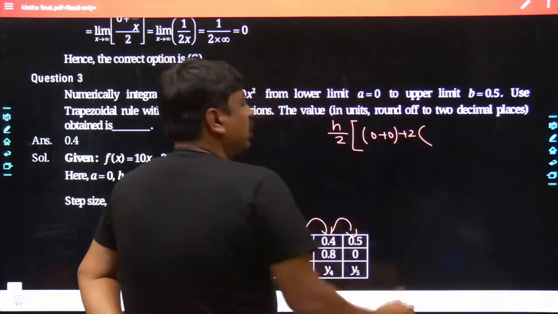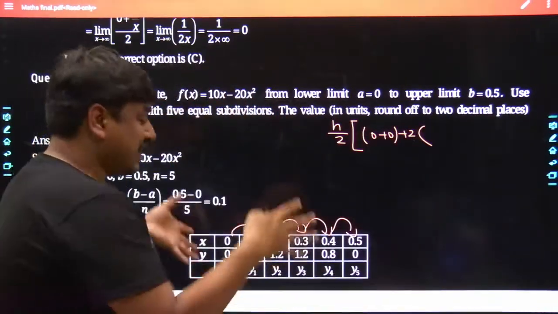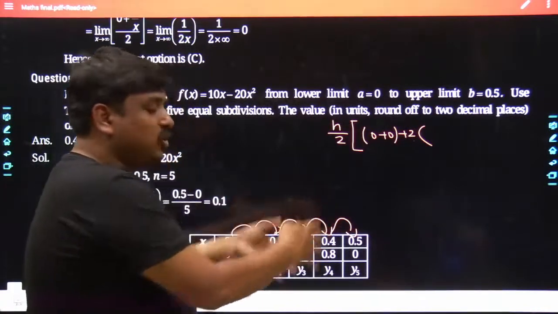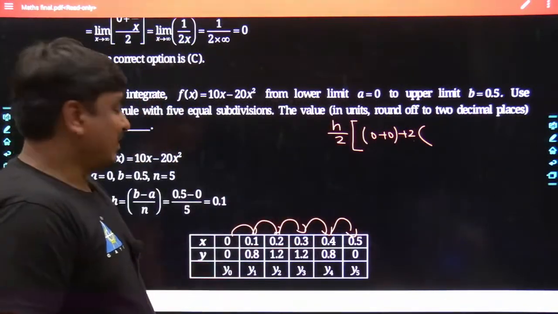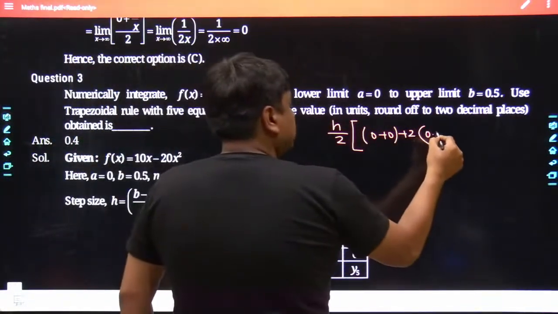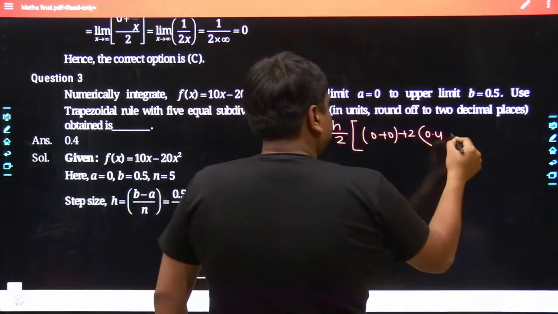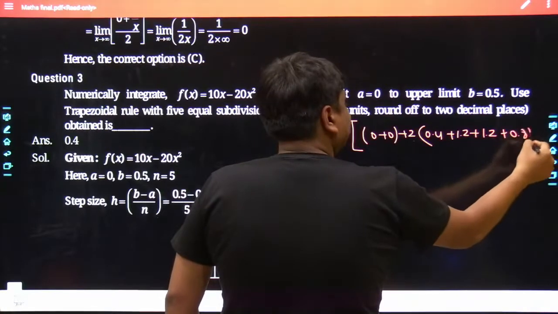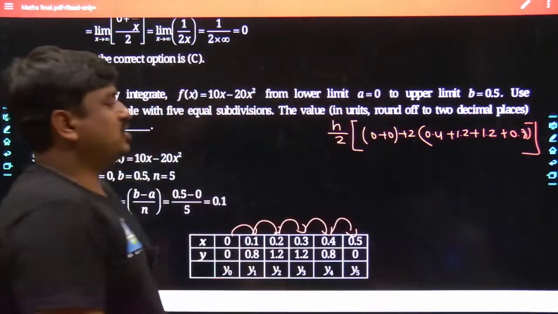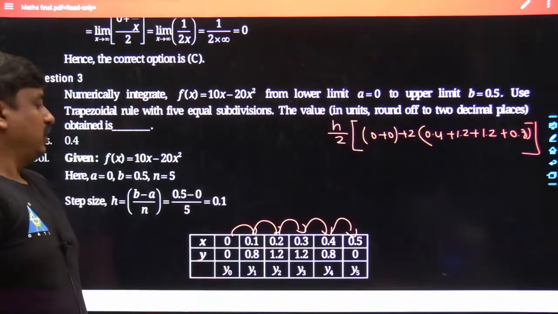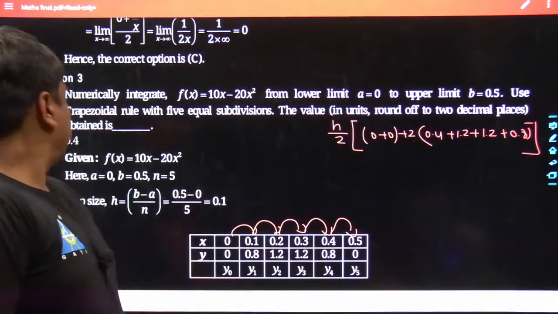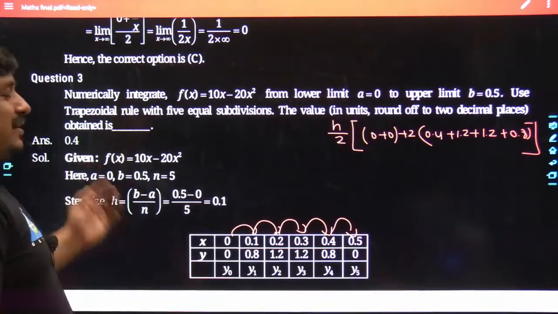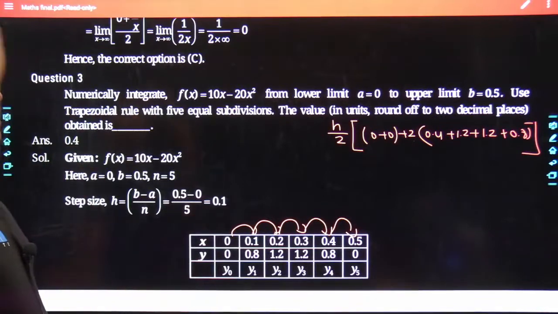And there would be 2 times the remaining data which has been left out, excluding the 0 and 0 at the first and last side. It would be 0.8, 1.2, 1.2, 0.8. Such an easy problem it is. Yes? Yes, no? Tell me.